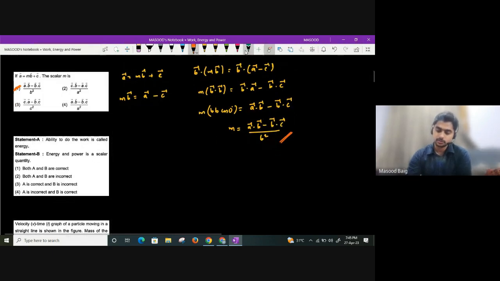Right. Next question, you see. Ability to do work is called energy. Is this a correct statement? Yes. Energy and power are scalar quantities. Yes, both are scalar quantities. So what is the situation? Here both A and B will be correct statements.